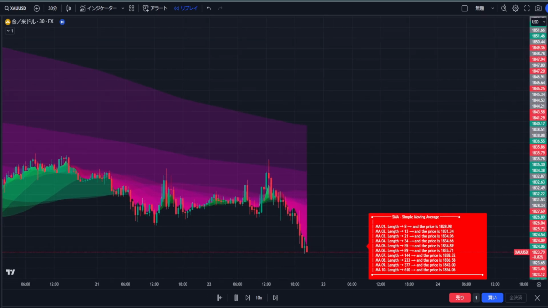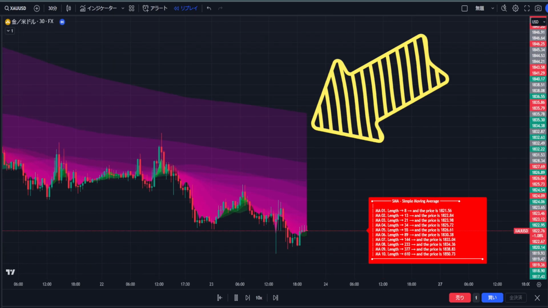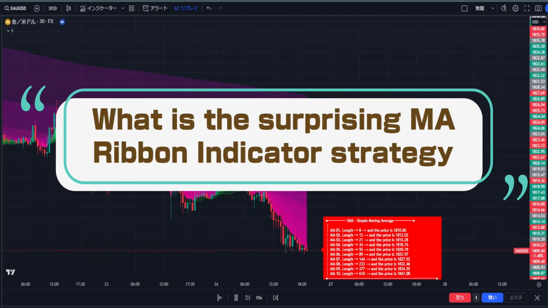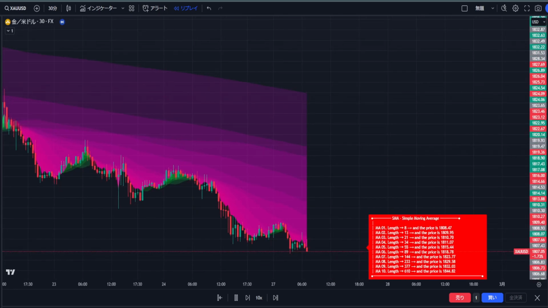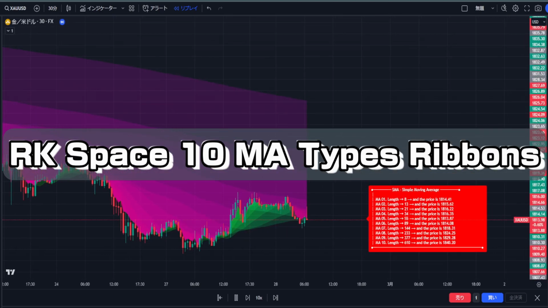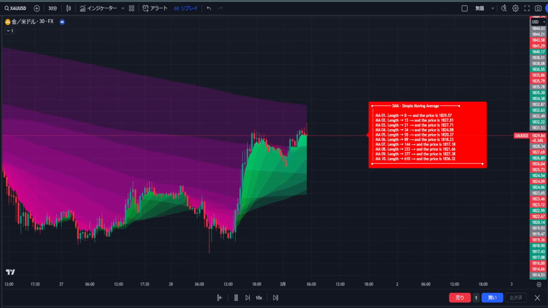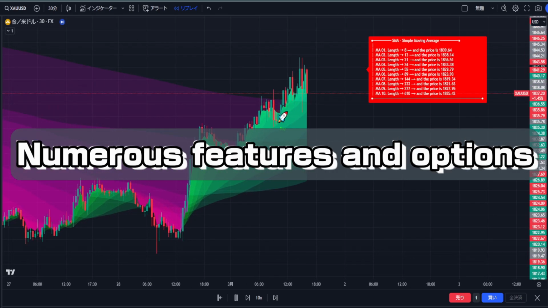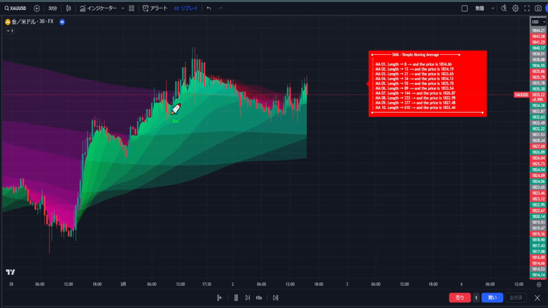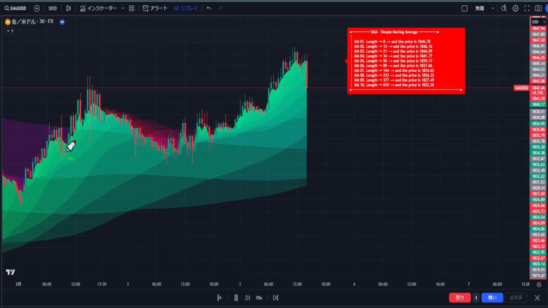Yes. Let's go ahead and verify the most accurate and surprising ribbon indicator strategy. It's right here on the screen. What is the surprising ribbon indicator strategy? This strategy uses the TradingView indicator RK 10 MA types ribbons. This is not just a simple moving average ribbon, but an indicator with numerous features and options. It lists various types of moving averages, allowing users to select the best one based on their own trading strategies.